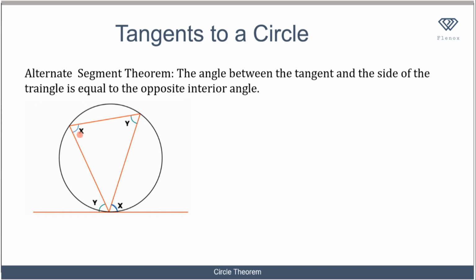the opposite interior angle. In this case, the opposite interior angle to here will be what? This angle over here. So if the angle between this triangle and the tangent is x over here, then the angle here will be x. Similarly, if the angle between this side of the triangle and the tangent is y, then the angle here, which is the opposite interior angle, will also be y.